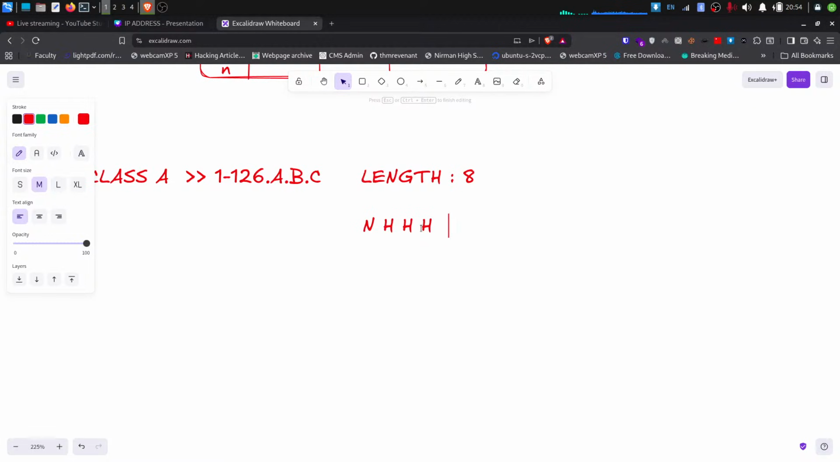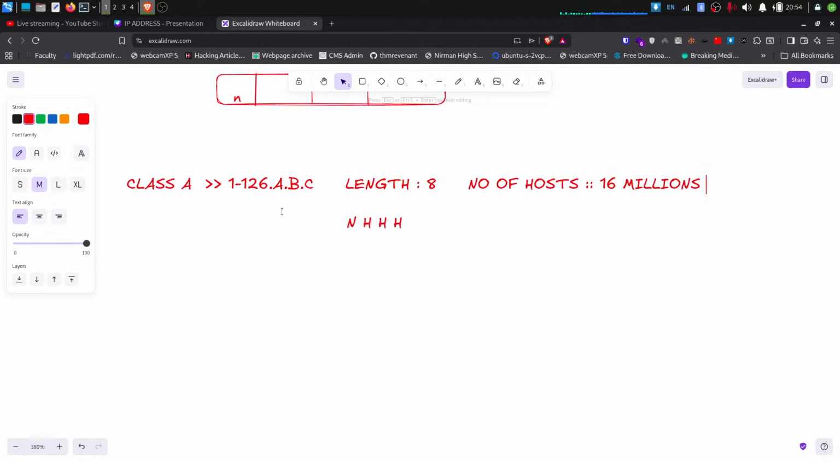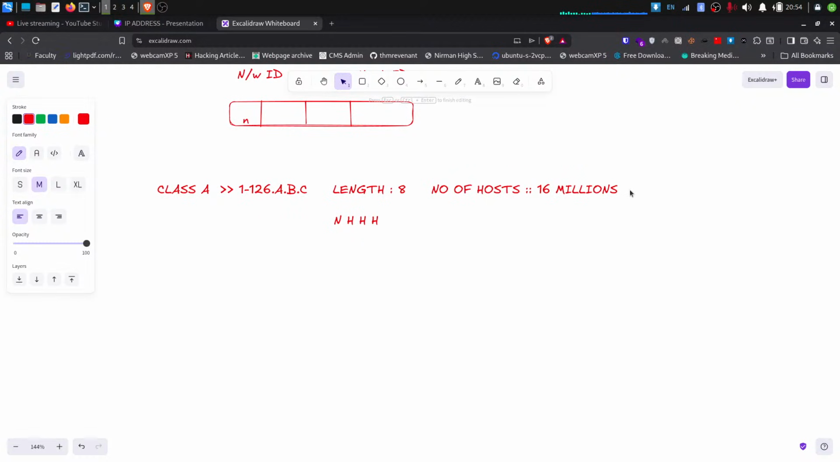Now, you just have to remember one thing here. You can even remember it, or you can just do the calculations. So, the number of hosts for class A: we have actually 16 million hosts for class A. As we already know, can you guys comment down what is the purpose of class A IPs? Any idea?